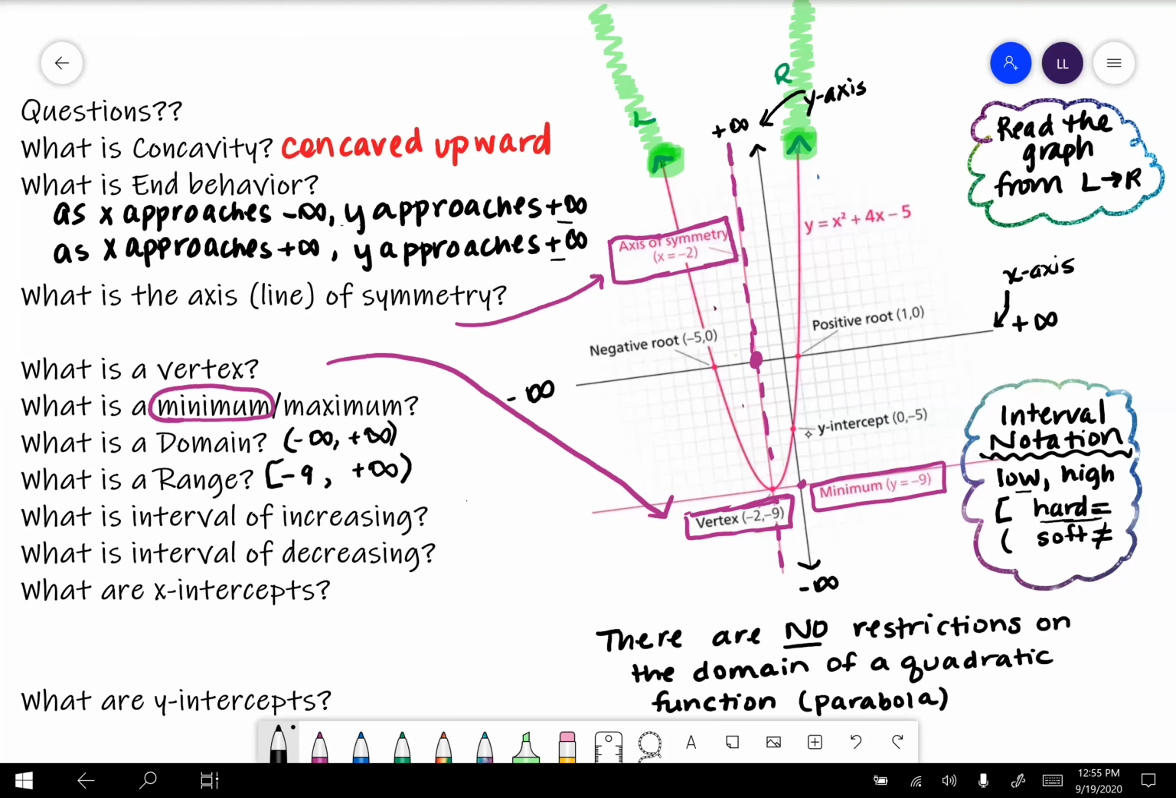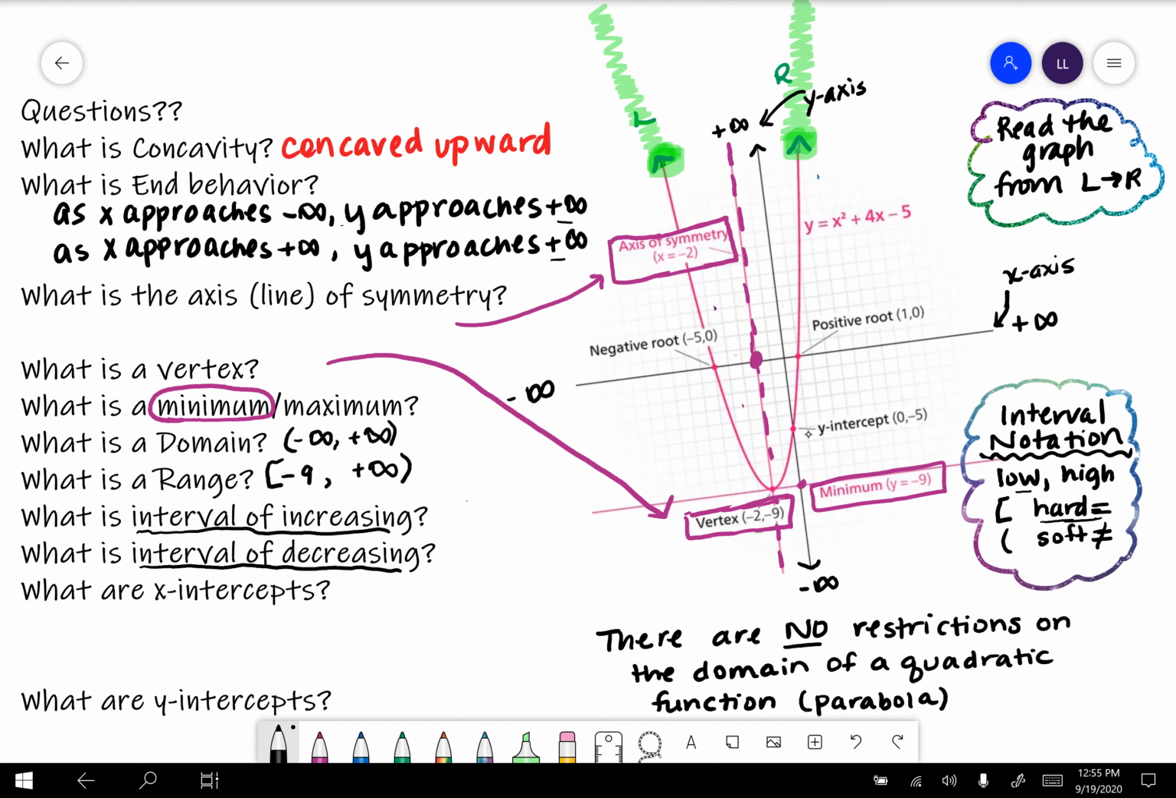Hi, everybody. In this video, we're going to talk about intervals of increasing and intervals of decreasing. So, what does that mean? Well, if you look at our parabola, we read a graph from left to right, okay? And if you read this graph, you're going to see that it's decreasing on one side and increasing on the other. But before we can determine what those sides are, let's go ahead and first define those sides.